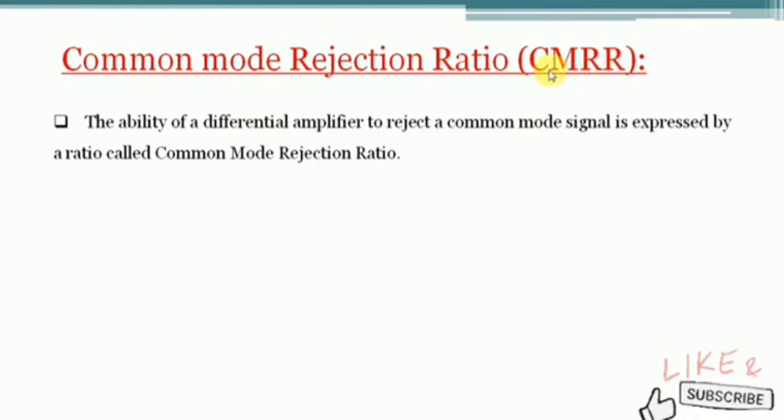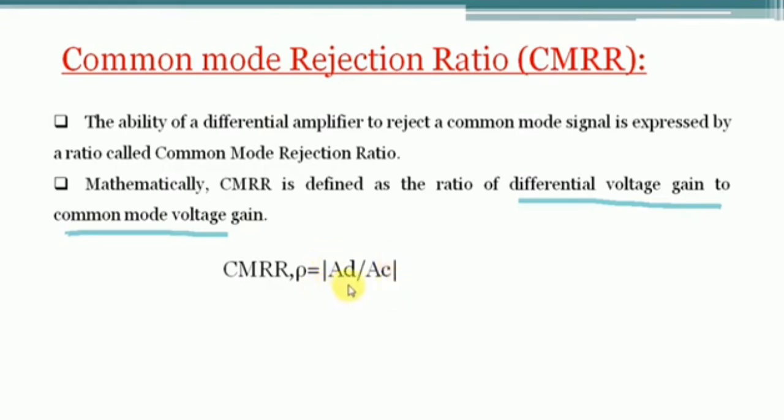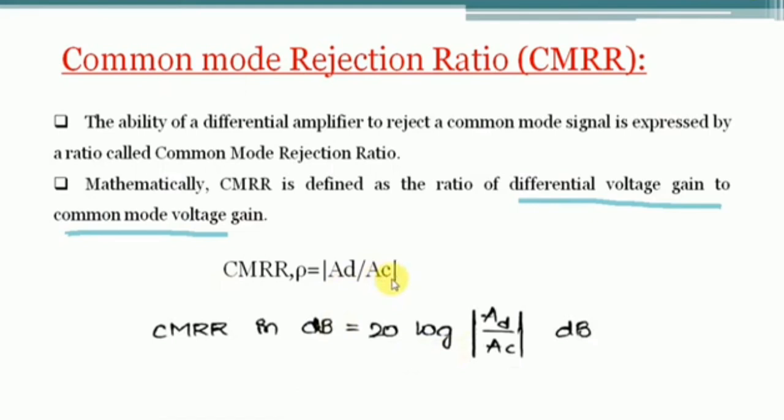Mathematically, CMRR is defined as the ratio of differential mode voltage gain to common mode voltage gain. So it is the ratio of the differential voltage gain AD to the common mode voltage gain AC. It is expressed in terms of gain and indicated by the symbol rho. CMRR rho is a positive value, so we keep the magnitude: AD by AC. This CMRR can also be represented in dB. The gain in dB is 20 log of AD by AC, so this is how we represent the CMRR in dB.